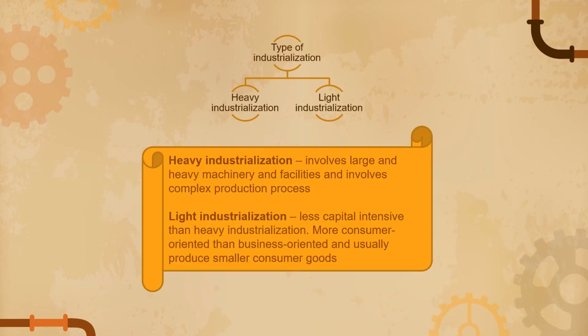The industrialization in the 19th century was categorized into two types, which are the heavy industrialization and the light industrialization. Heavy industrialization involves large and heavy machinery and facilities, and it also involves complex production processes. Light industrialization is less capital intensive than heavy industrialization. It is more consumer oriented than business oriented and usually produces smaller consumer goods.